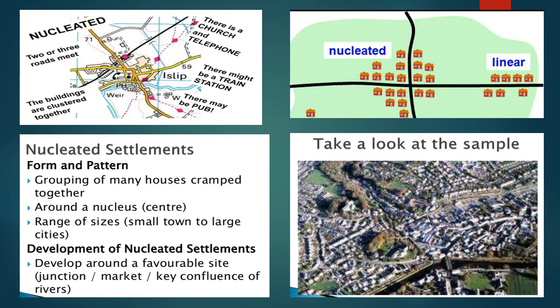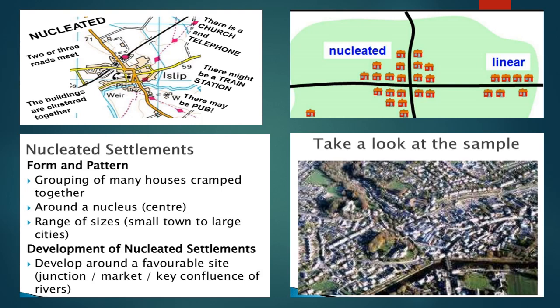Let's take one small recap again about the nucleated settlement. We find nucleated settlements where two or three roads meet, meaning roads and transport communication are available. Then we have some religious features, maybe a church or temple. Then we have administrative buildings, government offices, and all facilities are available. There might be a train station, or a pub, or a shopping mall, right? So those are nucleated settlements.